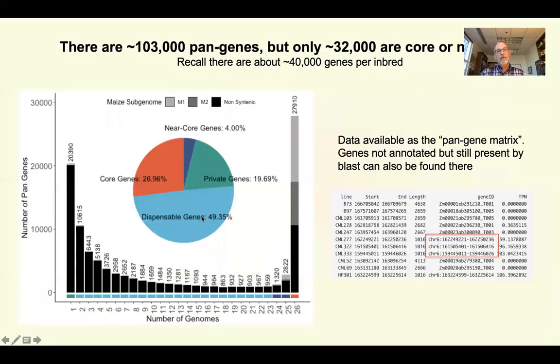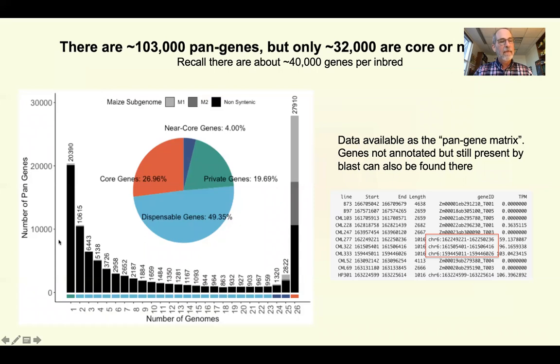So then we also, with all this kind of data, we're able to estimate the total number of pangenes in corn. This kind of estimate is difficult to do. Our estimate is that in these 26 inbreds, there are about 103,000 pangenes, but only about 32,000 are present in all lines. So you can see this visualized here.